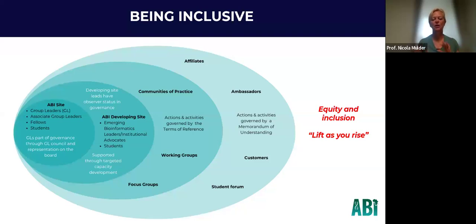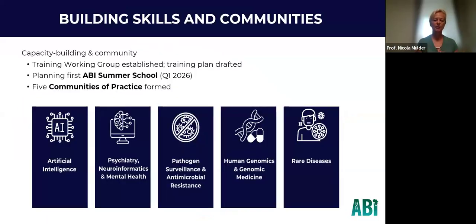We're also trying to get those communities, the bioinformatics users, involved through communities of practice, where they can get involved in cross-talk with the actual bioinformaticians, so to get those two communities together. About the current communities of practice, we've got one in AI, psychiatry, neuroinformatics, pathogen surveillance, human genomics, and specifically in rare diseases. So this is where we put the bioinformaticians together with the people who need them, and let them talk and generate projects and ideas for what the ABI actually needs to address.